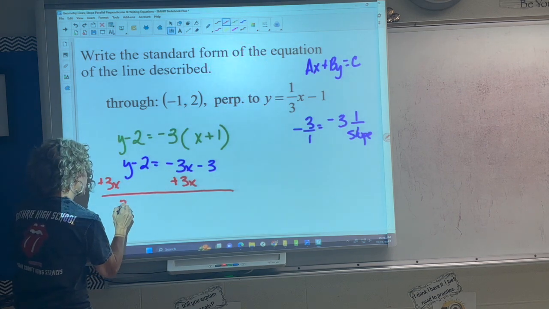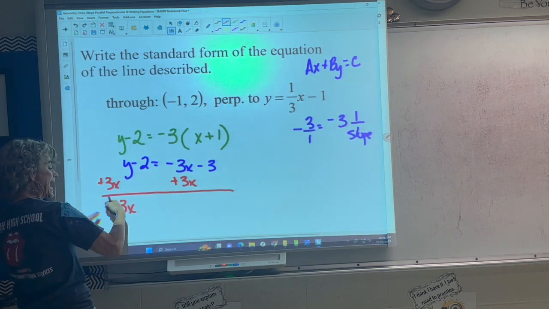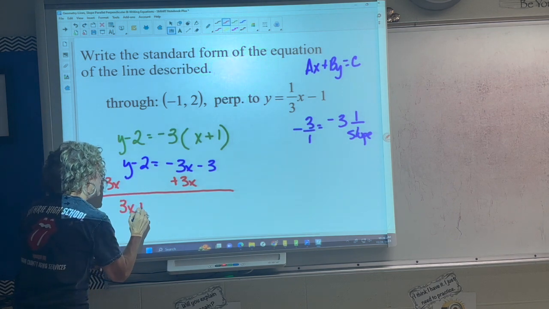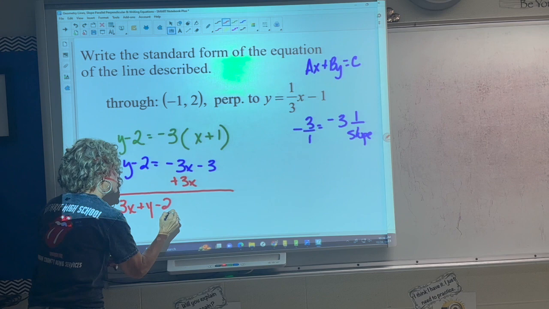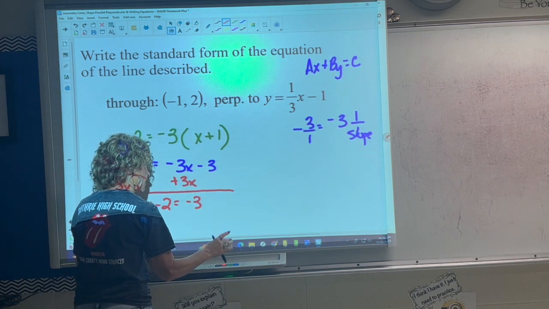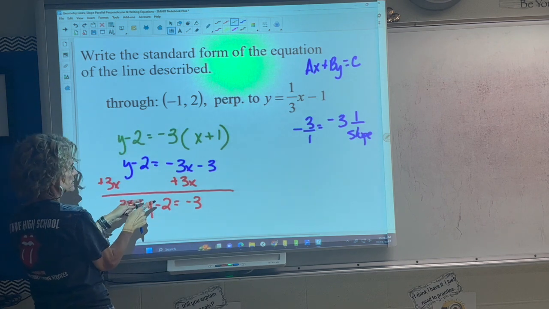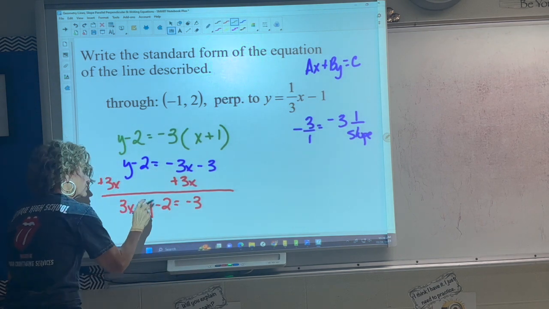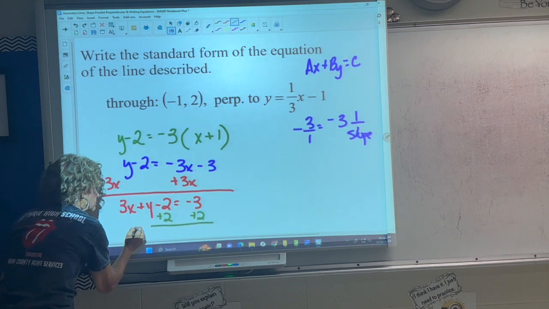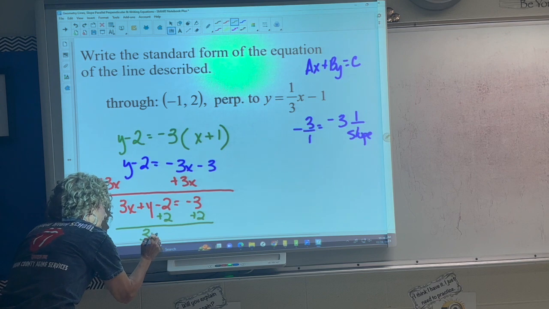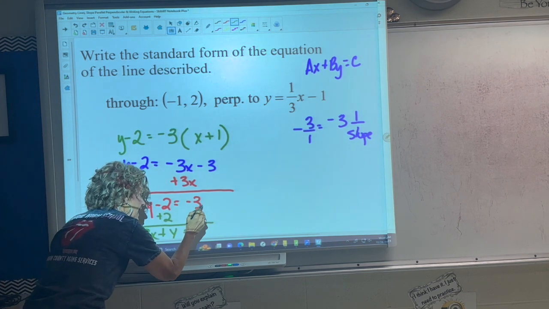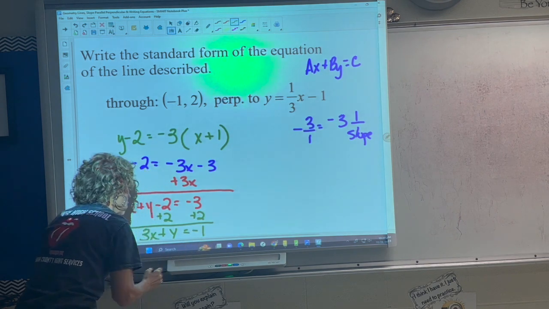So now I get 3x, because it's ax plus by equals c. 3x, that's a positive y minus 2, because I haven't done anything with that 2. Add of inverses cancel, equal -3. Well, x and y are on the same side. That constant needs to go the other way. So I better get rid of that -2. I'm going to add 2 to both sides. And then I get 3x plus y equals, because these are opposite inverses, -3 plus 2 is -1.